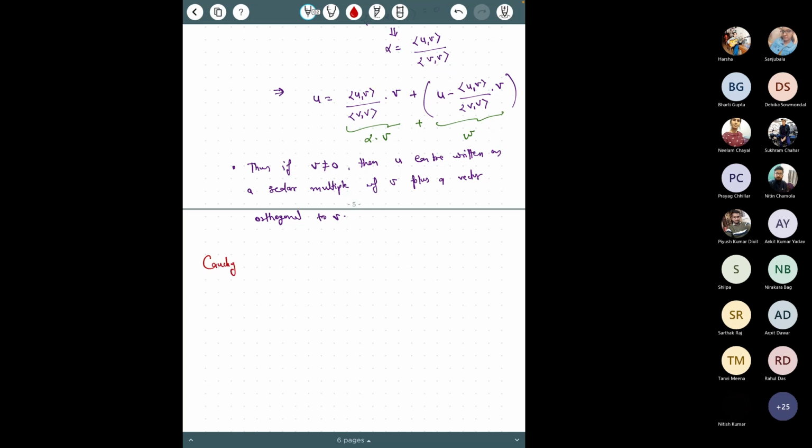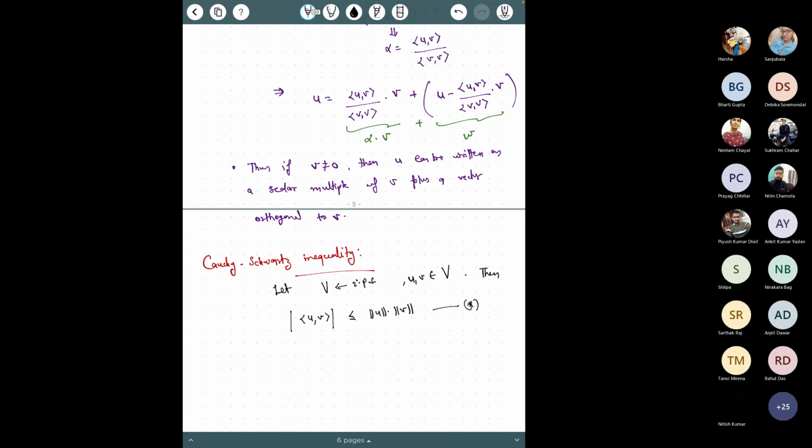What is the Cauchy-Schwarz inequality? Let V be an inner product space and u and v two vectors in V. Then if you take the inner product of u and v and then take its absolute value, that means the modulus, this value is always less than or equal to the product of the length of u and the length of v. Let us call this equation star.